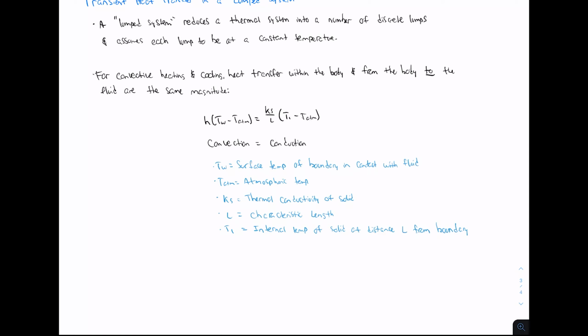So we have T_W, that's the surface temperature of the boundary that's in contact with the fluid. Then we have the atmospheric temperature, we have the thermal conductivity of the solid, we have the characteristic length, which again remember is going to be the diameter. And then we have T_1, that's going to be the internal temperature of our solid at a distance L from the boundary.